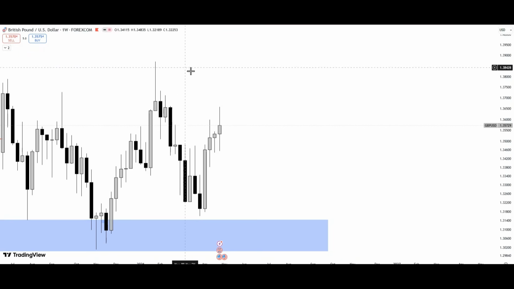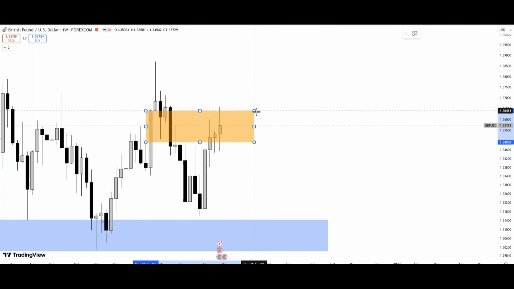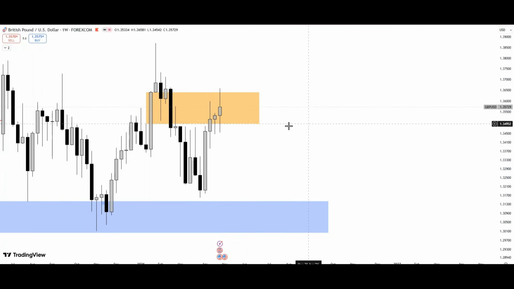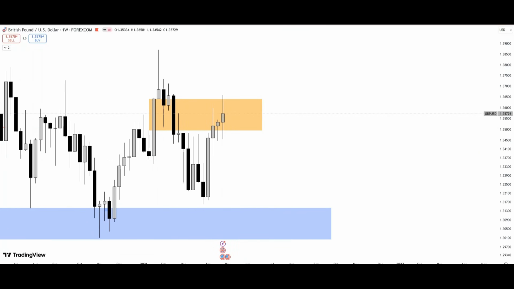So let's look at GBPUSD. So GBPUSD and EURUSD are positively correlated, and it's negatively correlated with the dollar index. So I don't need to do a full breakdown from the monthly time frame. We're just going to look at the weekly time frame. So if you look at the weekly time frame, again, it's the same thing as EURUSD. We have market structure shift created here by price.